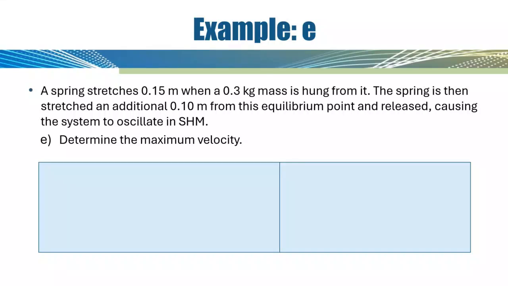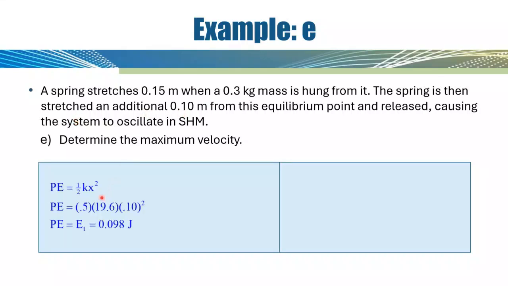Part E says determine the maximum velocity. So you can see that I've taken my space and divided it into 2 parts because I now want to show you that you have 2 different ways to answer this question. So prior to this lesson, we would have answered this question using conservation of energy. So it says that spring was stretched an additional 0.1 meters.